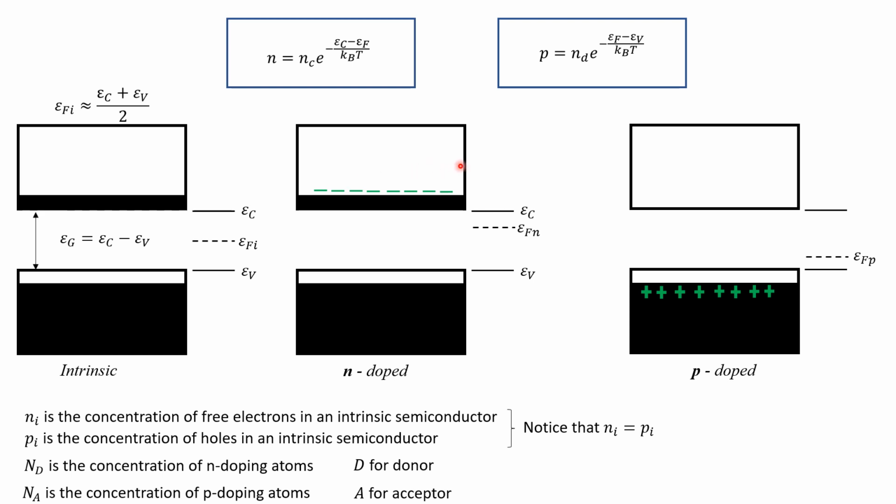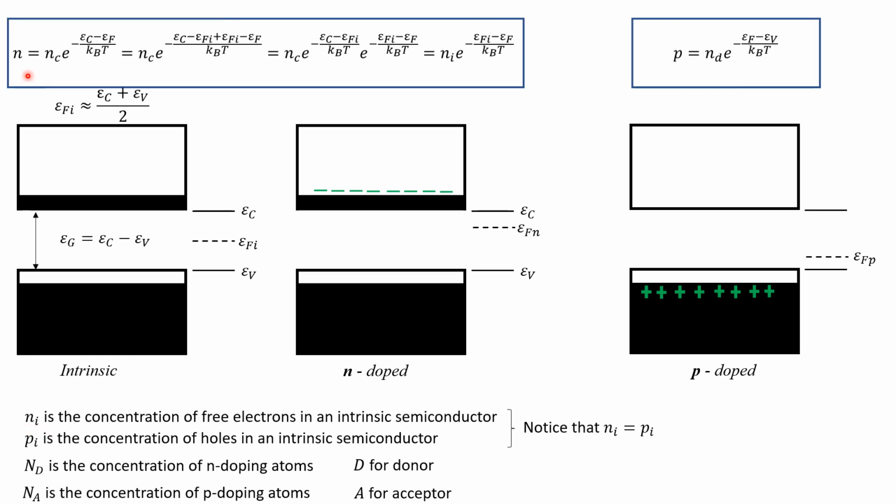Now, before we take a look at the expressions for the Fermi level, it's convenient to express n and p in terms of the concentrations of free electrons and holes in an intrinsic semiconductor. So we want to recast this expression in terms of Ni, and we want to recast this expression in terms of Pi. Now let's begin with the concentration of free electrons.